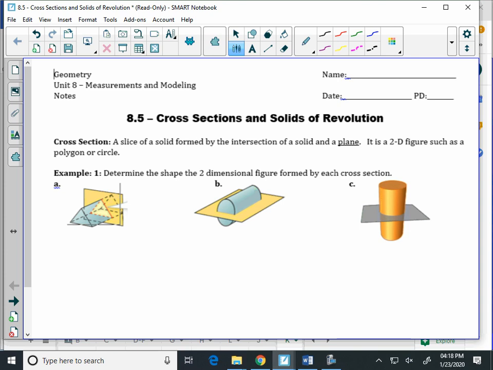So if we take a look at these examples, we have this triangular prism in the first one. And we're going to determine the two-dimensional figure formed by each cross-section. Well, what I like to do is trace on the three-dimensional figure where the plane is hitting it. So I'm just tracing on the outside, along where the plane is hitting the 3D figure. And then I take a look at what I drew. I drew a triangle, so that's the cross-section. The plane is creating a triangle with that three-dimensional figure. So you just say triangle. That's the two-dimensional figure formed.